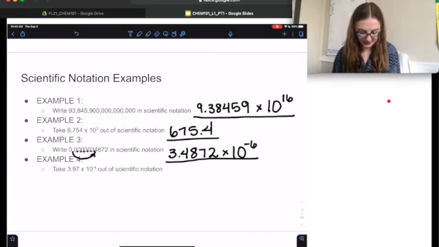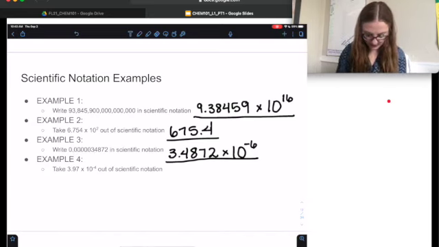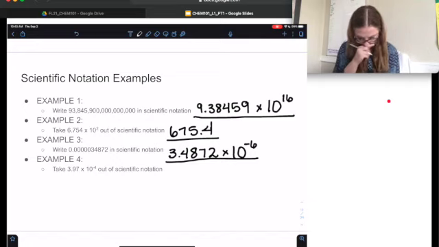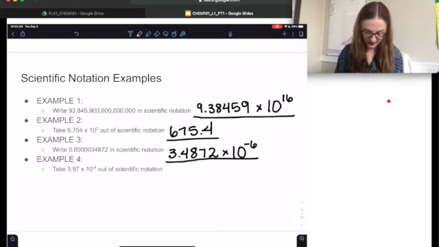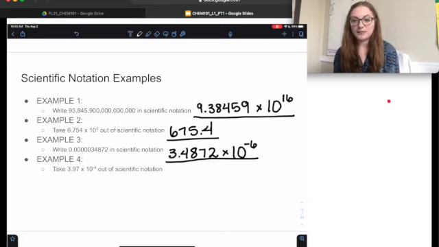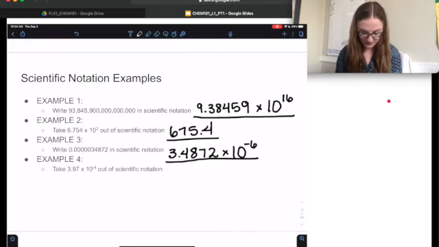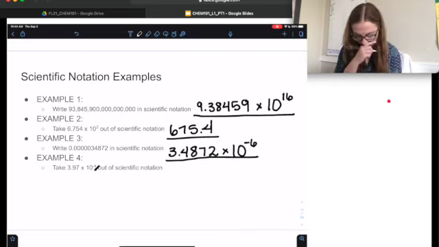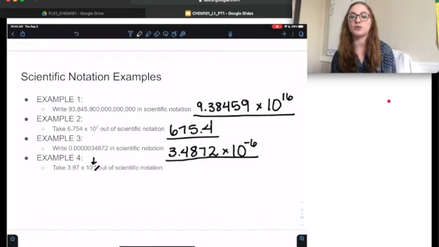All right, let's do one last example here. We're going to do example number 4. So we want to take 3.97 times 10 to the minus 4 out of scientific notation, okay? What this is really telling me is that I need to move my decimal point 4 places because that's the number in the exponent. And I'm going to move it so that the number gets smaller because I can see that negative there. Remember, a negative makes it a number between 1 and 0.